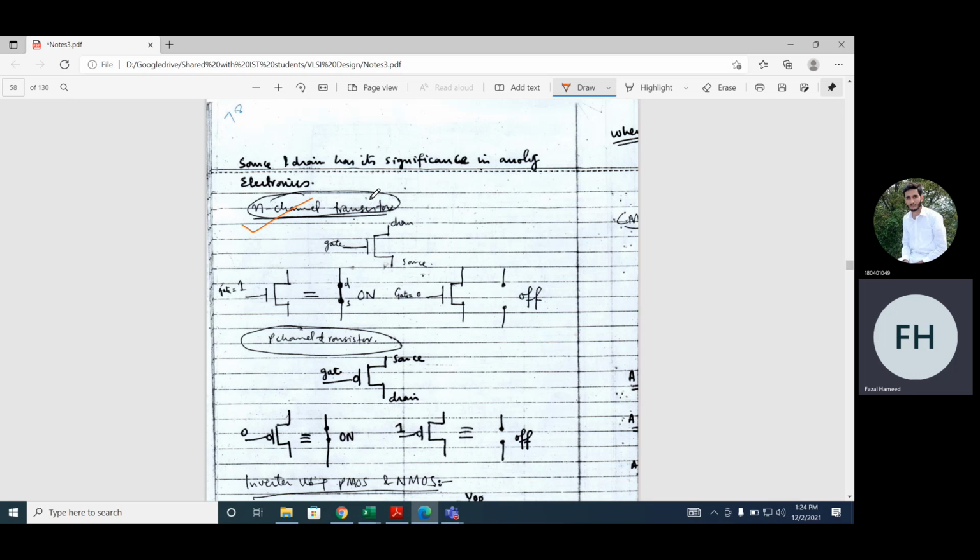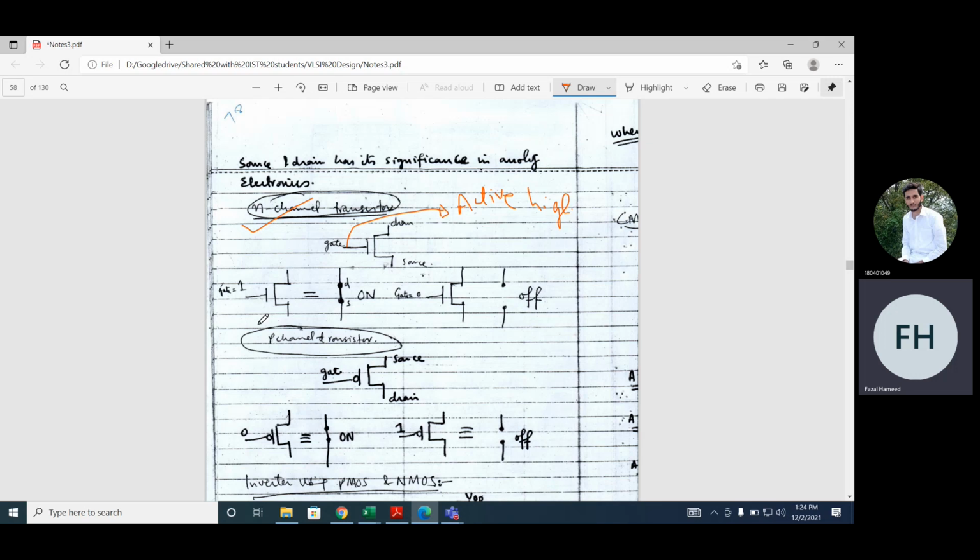So if there is no bubble and we are controlling through the gate, it should be active high. So when there is a logical one on the gate terminal, the source and the drain will be connected. And when there is a logical zero, the source and the drain will be open. So it just acts like a switch.